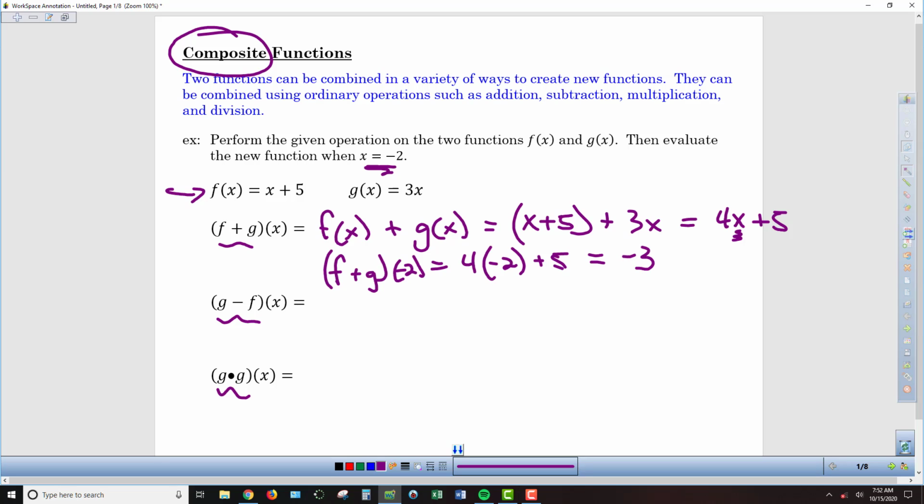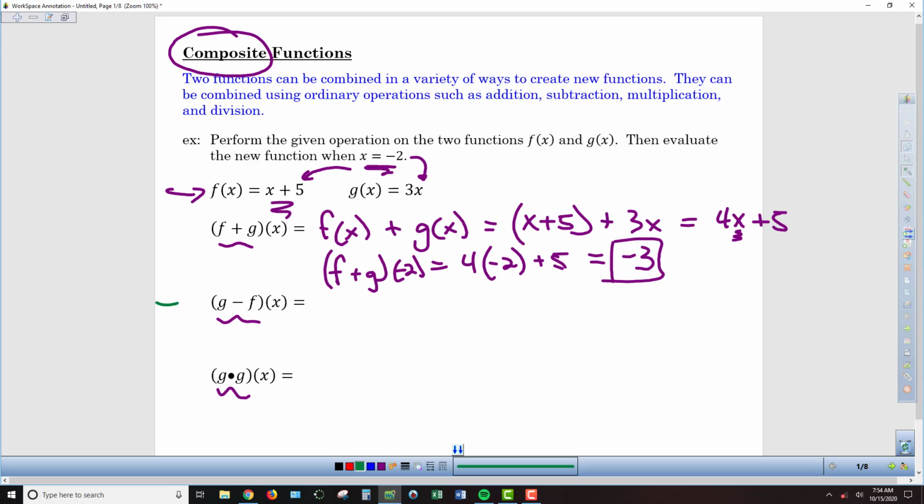And if we were to go back and take negative 2 and plug it into each of these individual functions and then add those results, we'd see we'd get the same thing. Negative 2 plus 5 is 3. Negative 2 times 3 is negative 6. 3 plus negative 6 gives us our output of negative 3.